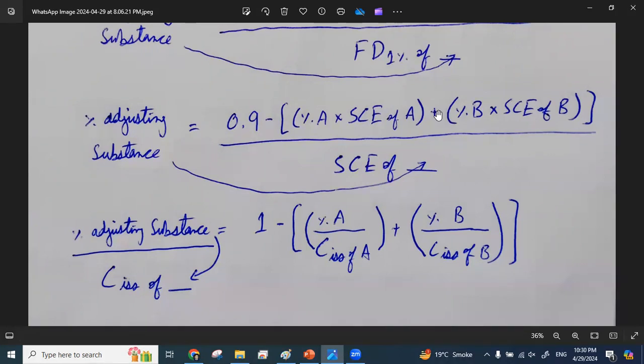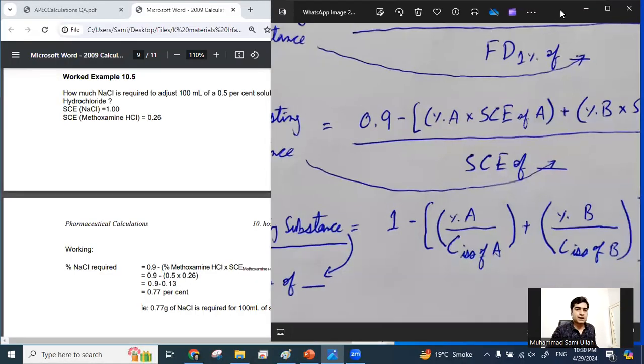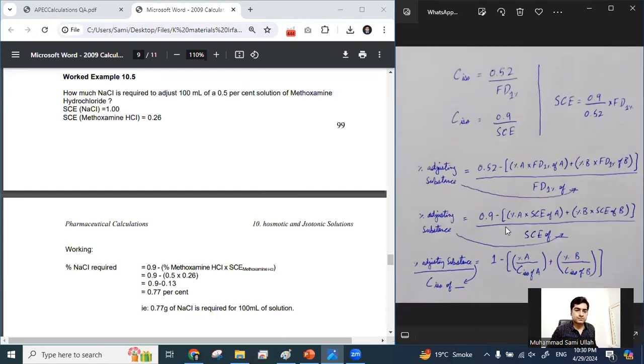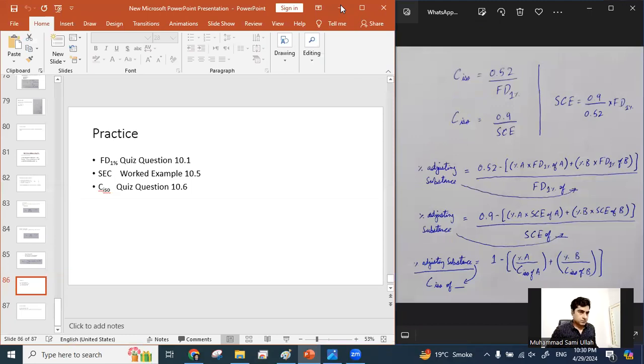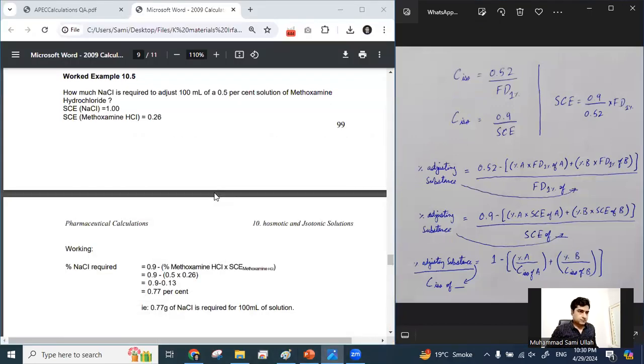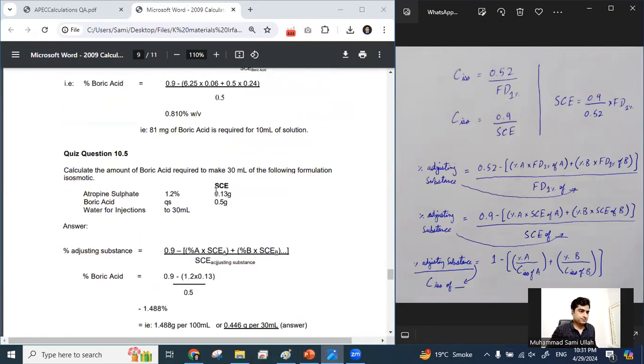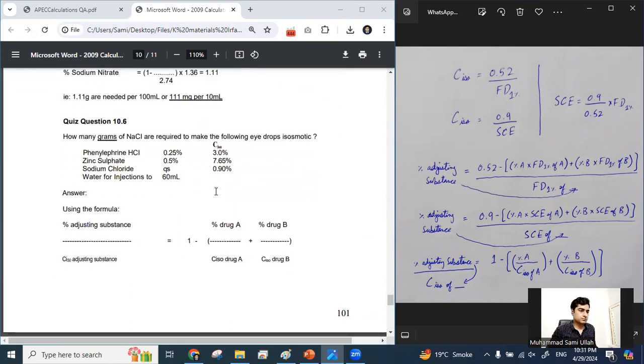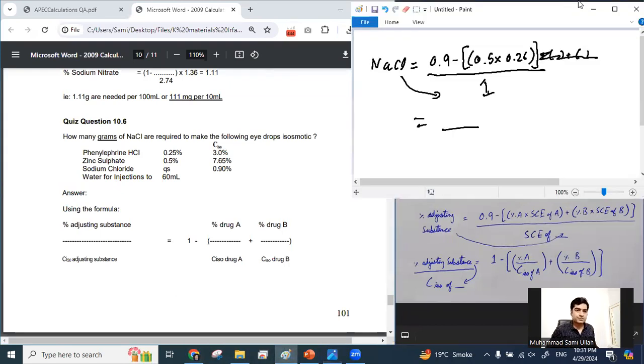Okay. Now let's practice it. One question for this as well. Now take a look at the formula. We are simply going to translate the values.